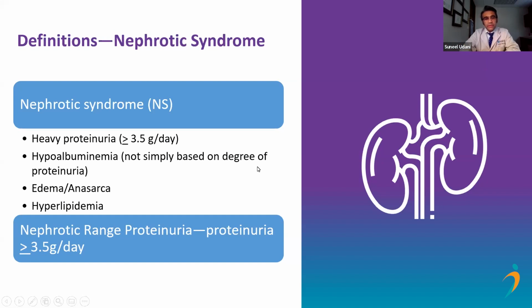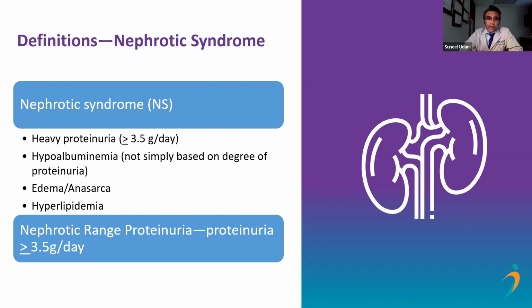So we'll start with the basics, the nephrotic syndrome. I highlight the nephrotic syndrome specifically as a distinction from nephrotic range proteinuria. The nephrotic syndrome, as defined, is heavy proteinuria, defined as greater than 3.5 grams per day, but not only heavy proteinuria, also other systemic manifestations, specifically low albumin in the blood.